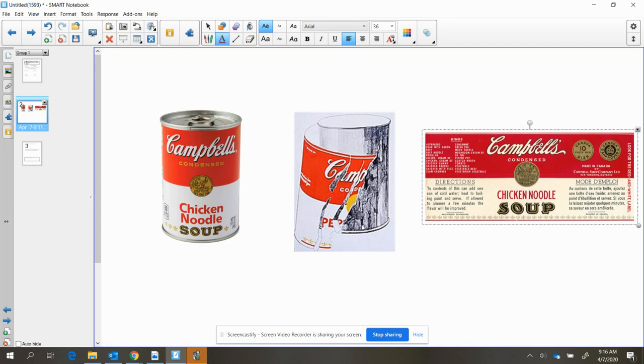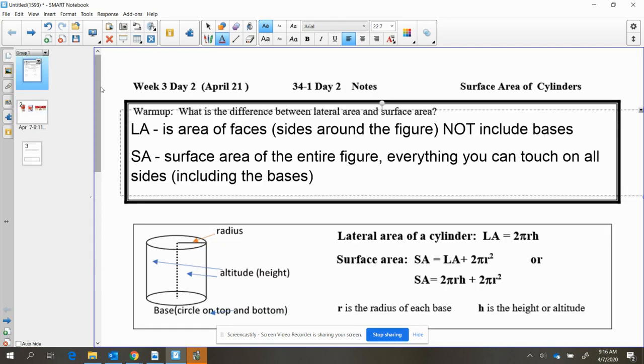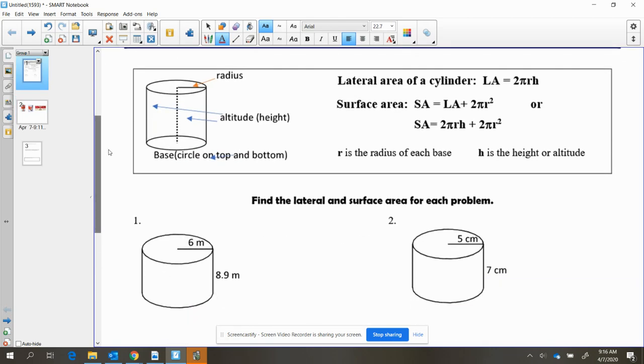We have our soup can, and if we peeled off the label of that soup can and unrolled it, it would have that rectangular shape around it. That's our lateral area. The total surface area would then include our bases as well. So lateral area is the label, and then the top and the bottom of our soup can included is the total surface area.